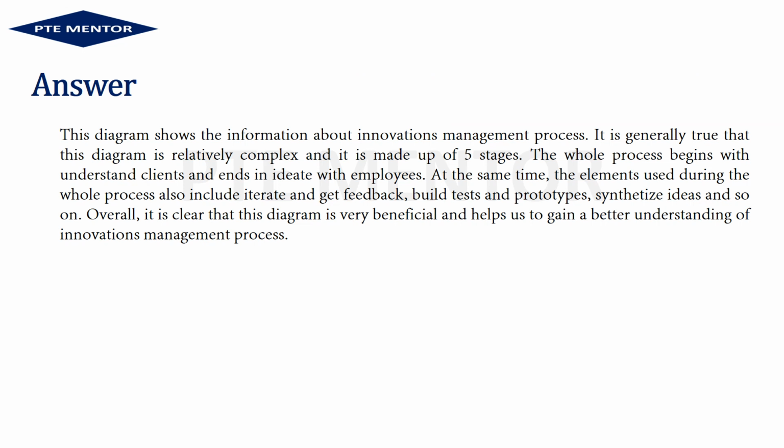This diagram shows the information about the innovations management process. It is generally true that this diagram is relatively complex and it is made up of 5 stages. The whole process begins with understand clients and ends in ideate with employees. At the same time, the elements used during the whole process also include iterate and get feedback, build tests and prototypes, synthesize ideas and so on. Overall, it is clear that this diagram is very beneficial and helps us to gain a better understanding of the innovations management process.